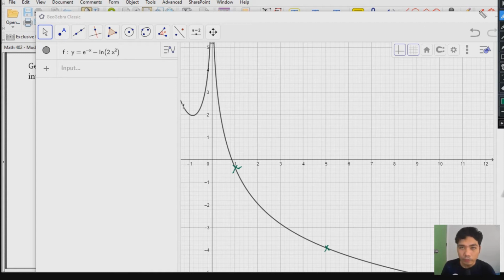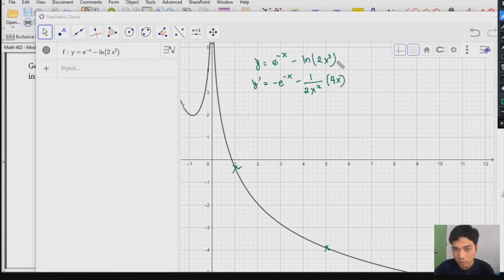Okay, so this is the equation. y is equal to e raised to negative x minus ln of 2x squared. We need to find y prime, which is the derivative, f prime of x. So, that's negative e raised to negative x. We differentiate again here: minus 1 over 2x squared times 4x. This is the derivative and you have to substitute our values here later.